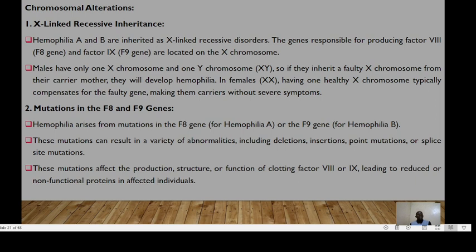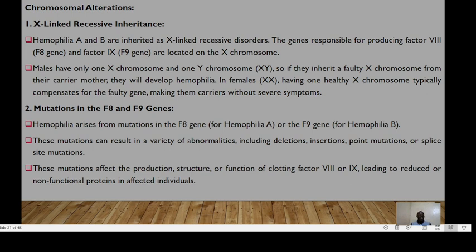So let's look at chromosomal alterations. Here we have the X-linked recessive inheritance, where we have hemophilia type A and B. These are inherited as sex-linked recessive disorders. And the genes responsible for producing factor 8 and factor 9 are located on the X chromosome.